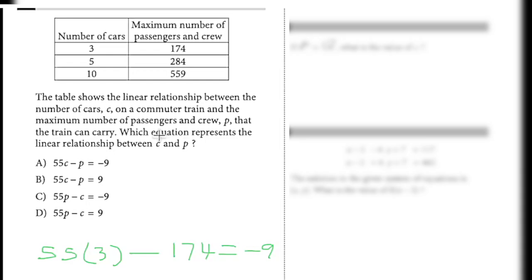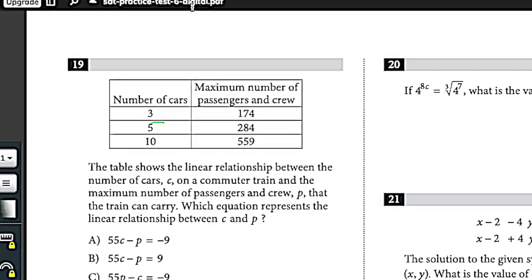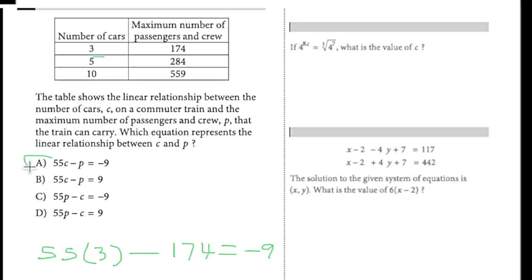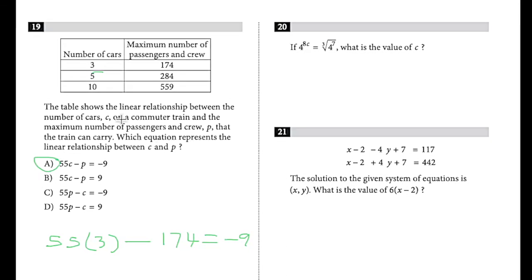Just for good measure, let's test the others. All we have to do is switch out the numbers. So 5 and then 284, also negative 9, 10, 559, boom. We've checked, we are golden, it's A. Again, the power of using your calculator.